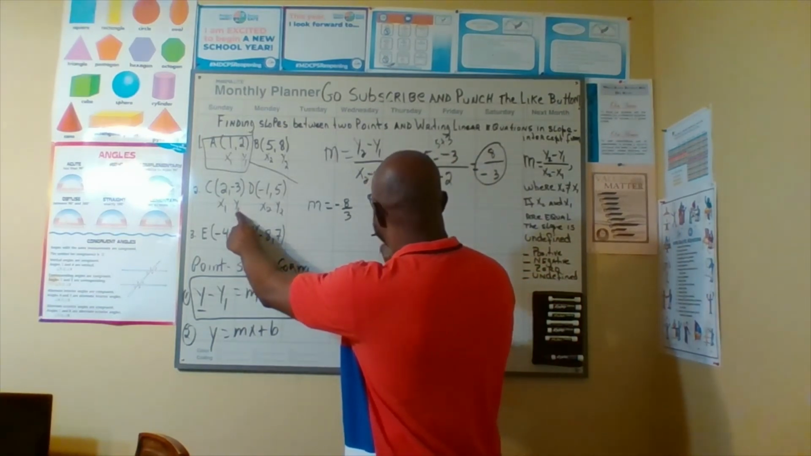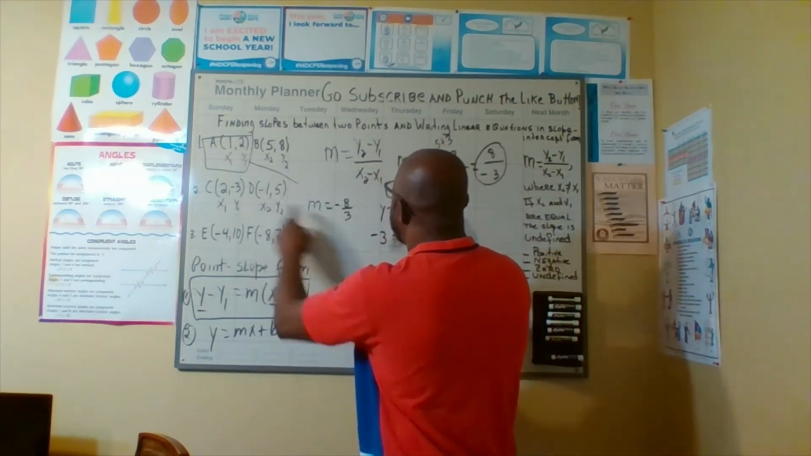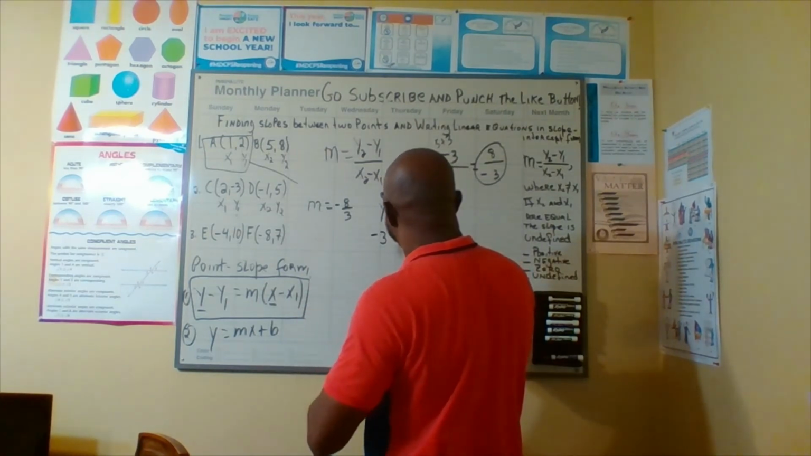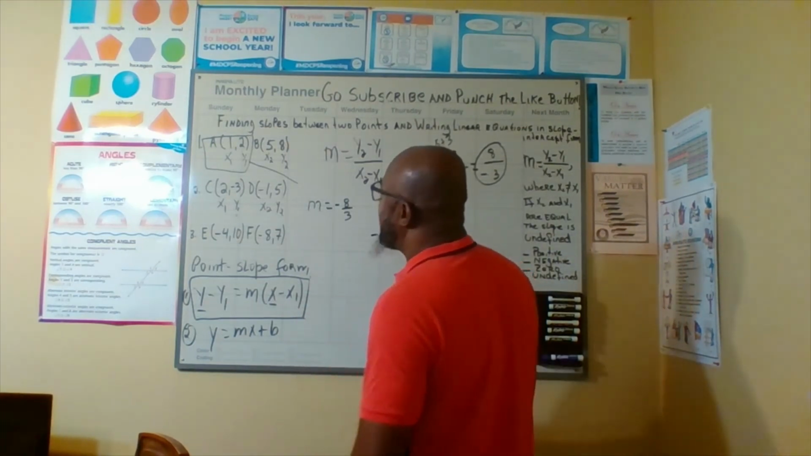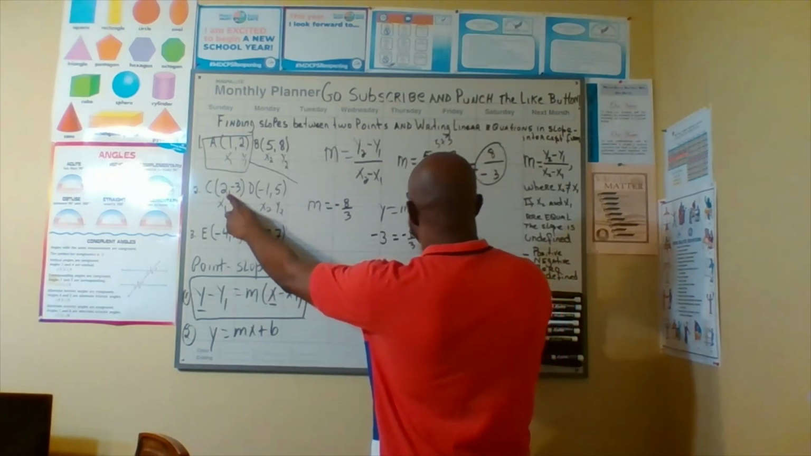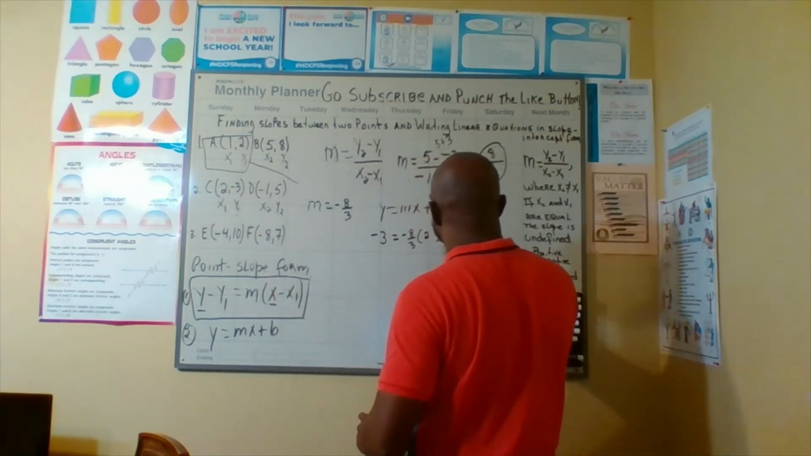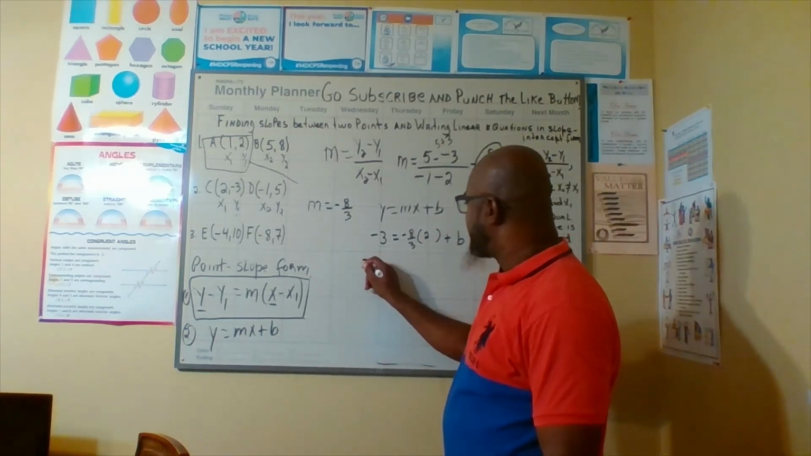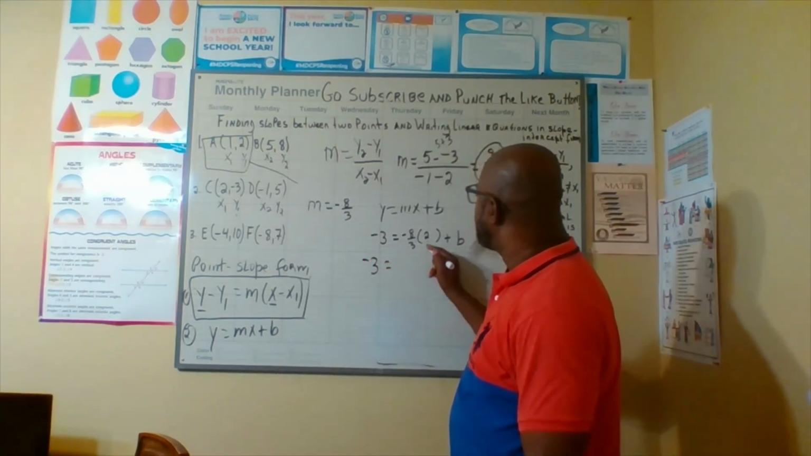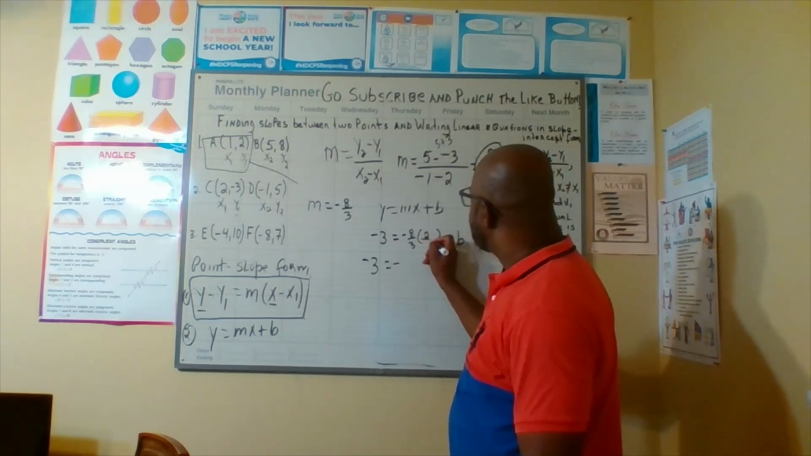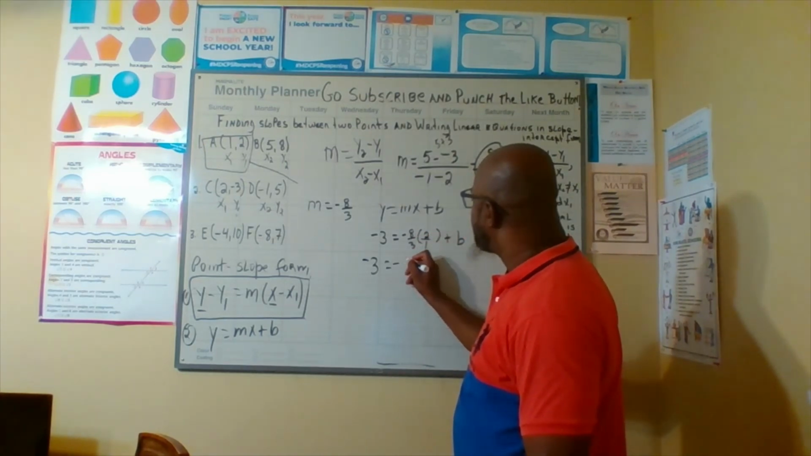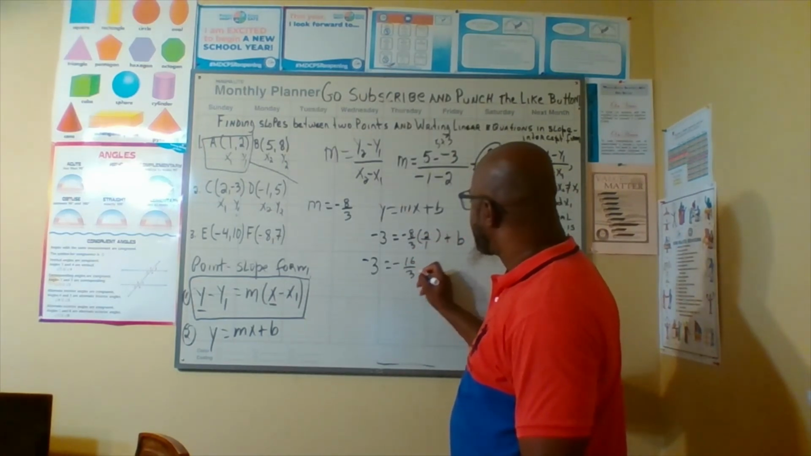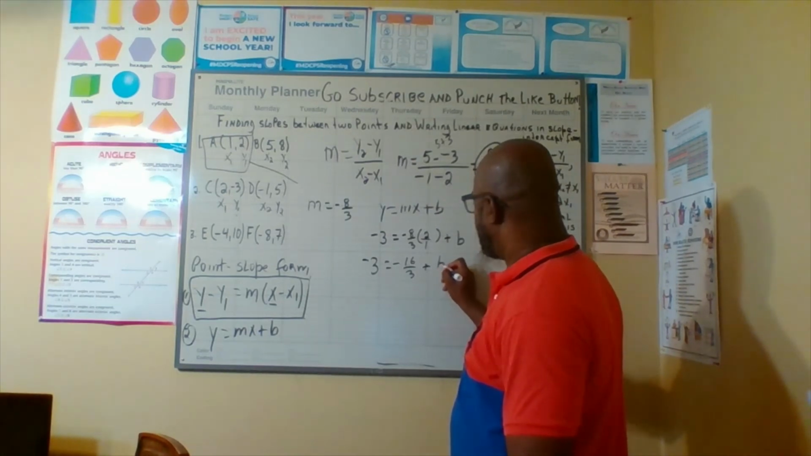Now we have to work this out. So you will end up with negative 3 equal, you must put this over 1, this is going to give you negative 16 over 3 plus b. Once again, pay attention. All right? I have a denominator, in this case it's 3. So to make everything easy, I'm going to multiply everything by 3.